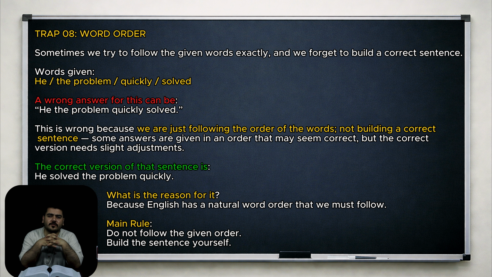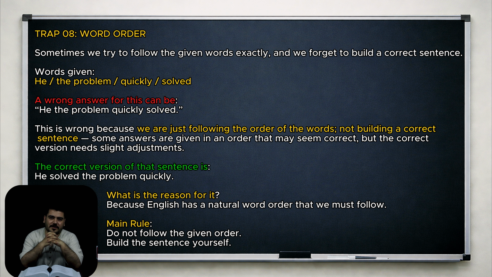Sometimes we try to follow the given words exactly, and we forget to build a correct sentence. Words given: he, the problem quickly solved. A wrong answer for this can be, "He the problem quickly solved." This is wrong because we are just following the order of the words, not building a correct sentence. Some answers are given in an order that may seem correct, but the correct version needs slight adjustments. The correct version of that sentence is, "He solved the problem quickly."